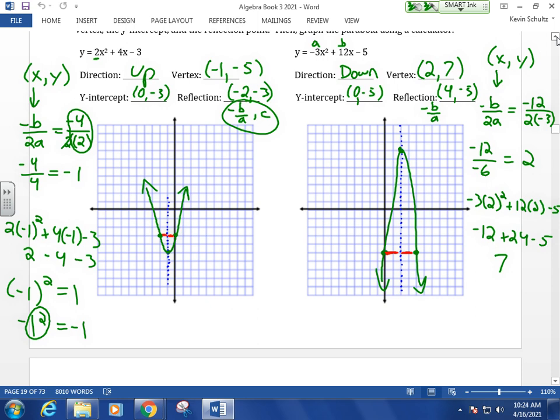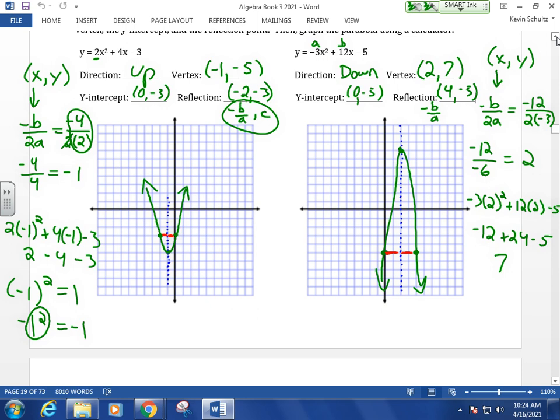Questions on any of the steps that you're getting stuck on here? We're done with the left and right, so Mackie, go ahead. How do you get the x value of the y-intercept? The x value of the y-intercept is always 0. That's why it's a y-intercept, right? So the x value is always 0.